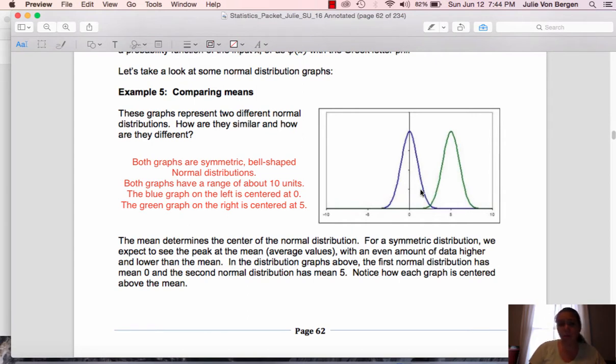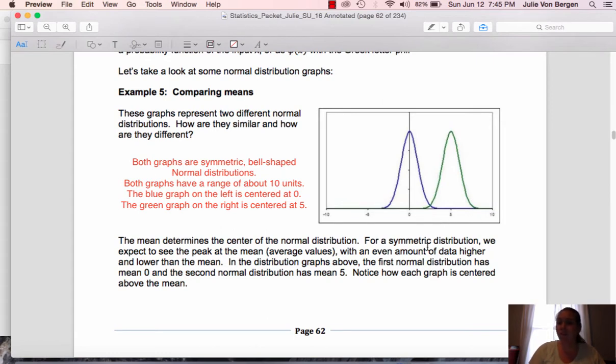So we can say both graphs are symmetric, bell-shaped normal distributions. They have the same height of their peaks, and they both have a range of about 10 units. If you look at the blue graph centered on the left, it looks like the range goes from -5 to +5, so around 10 units for the range. And then the graph on the right, that's green on my computer, centered at 5, goes from 0 to 10. So again, that also has a range of about 10 units.